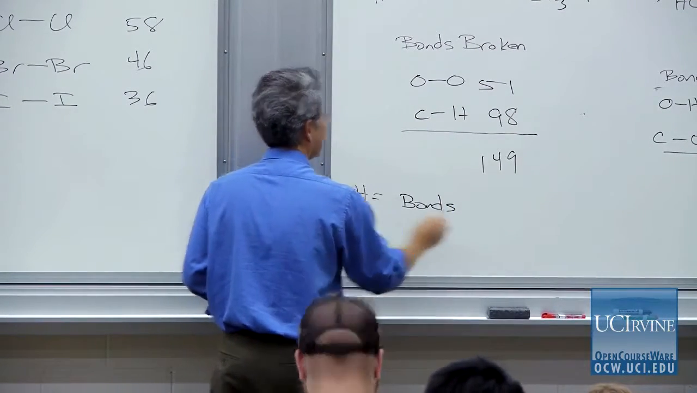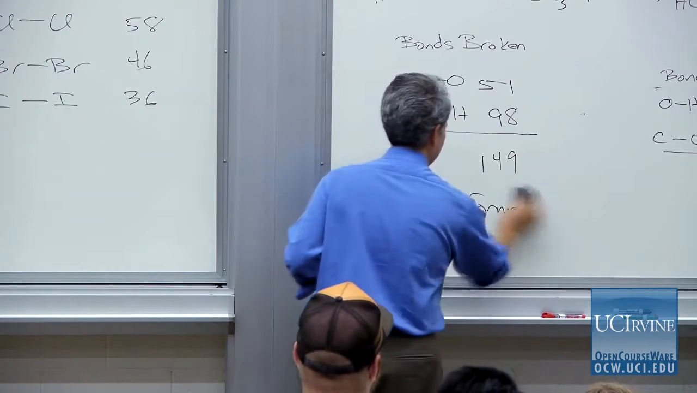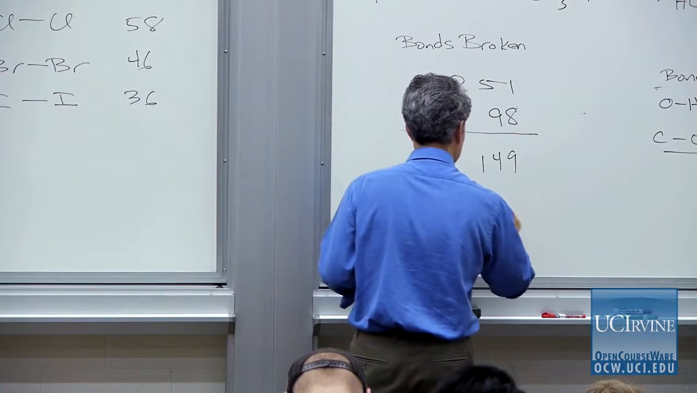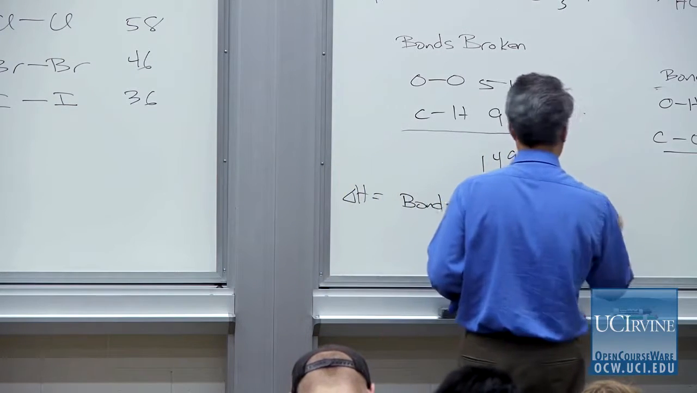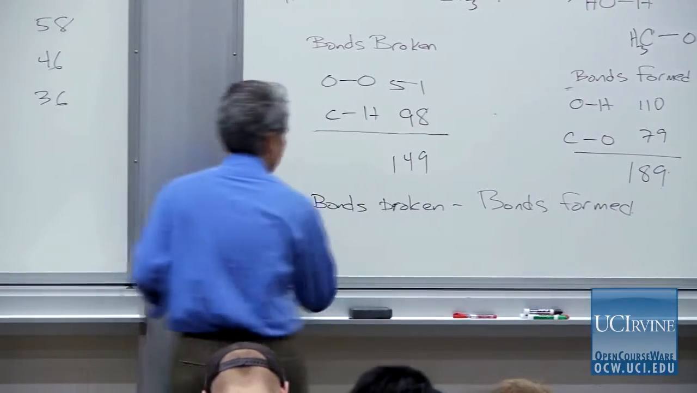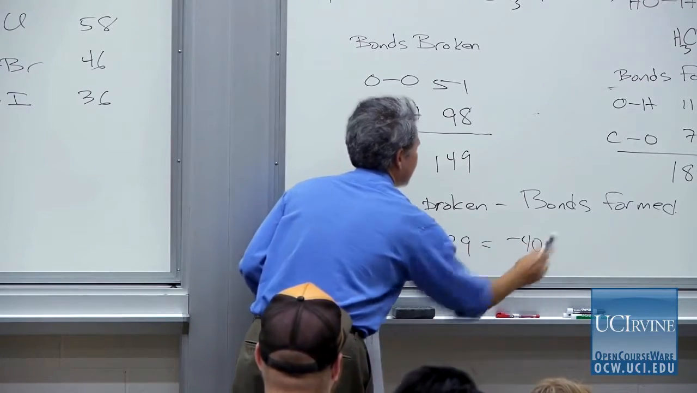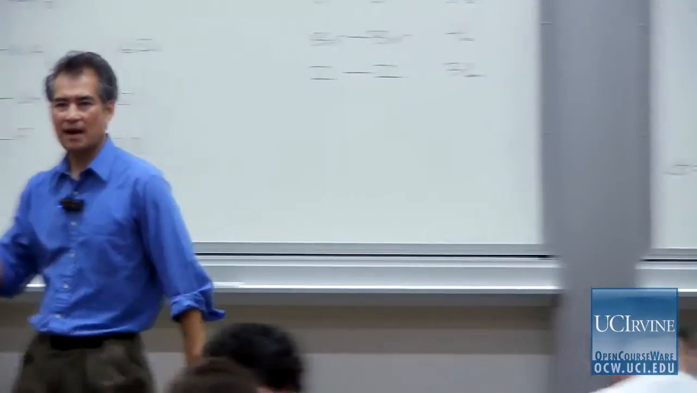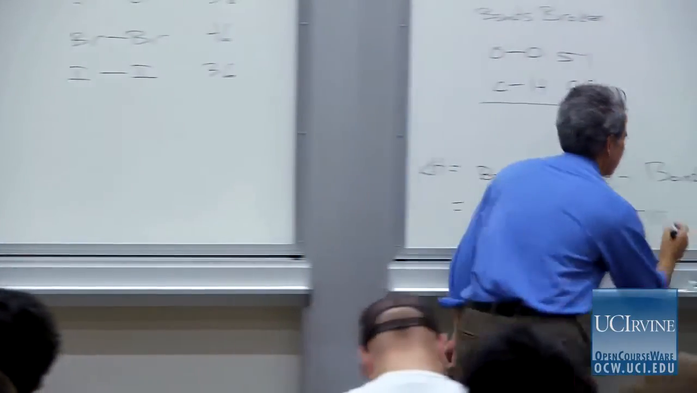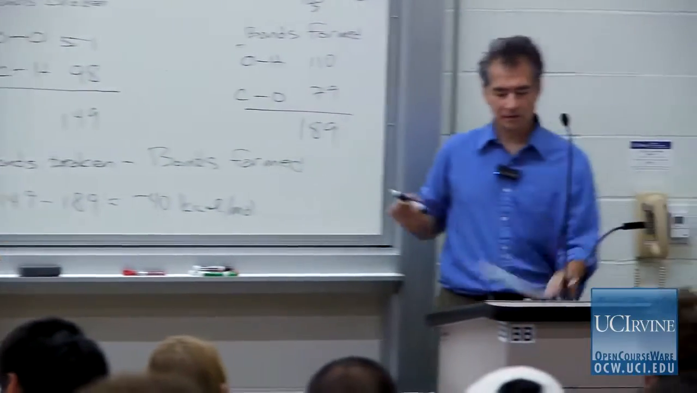And so when we do our final calculation, we're going to say delta H is equal to bonds formed. Actually, if we want this to turn out to have the right sign, bonds broken. And that's going to be equal to 149 minus 189, which is equal to minus 40. Minus 40 kcals per mole, that means downhill. Enthalpically, this is a favorable process.